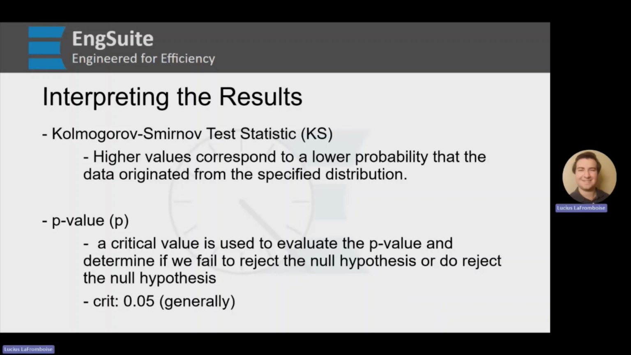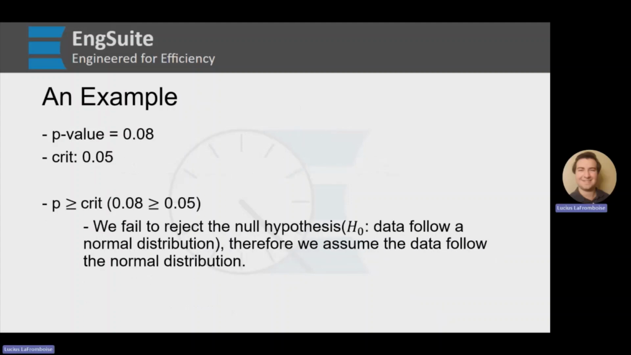For p-values, a critical value is used to evaluate the p-value and then determine if we fail to reject the null hypothesis or if we do reject the null hypothesis. Generally, that critical value is going to be 0.05, but as always when it comes to critical values, please consult your organization and make sure that you are using what is documented there.